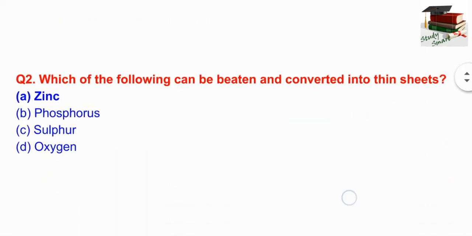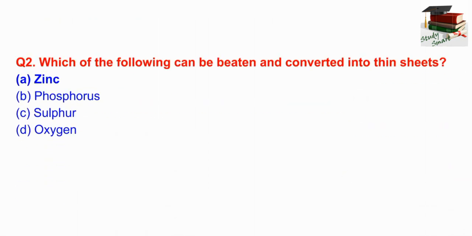Now see the next question: which of the following can be beaten and converted into thin sheets? Option A zinc, option B phosphorus, option C sulfur and option D oxygen. Right answer is zinc.